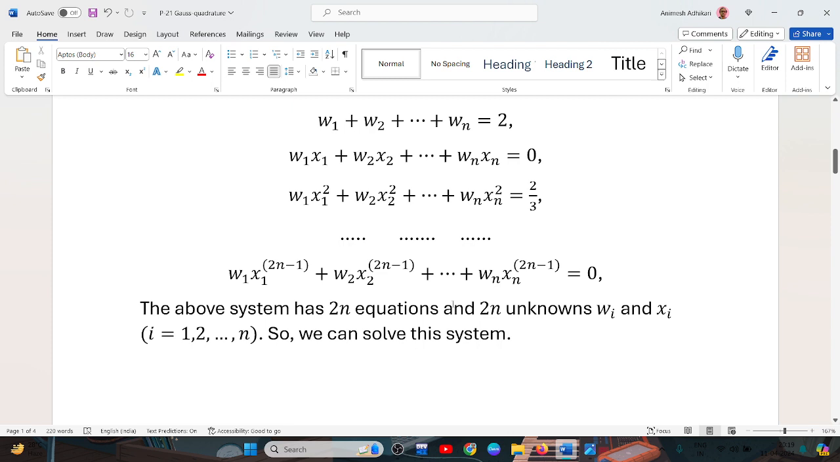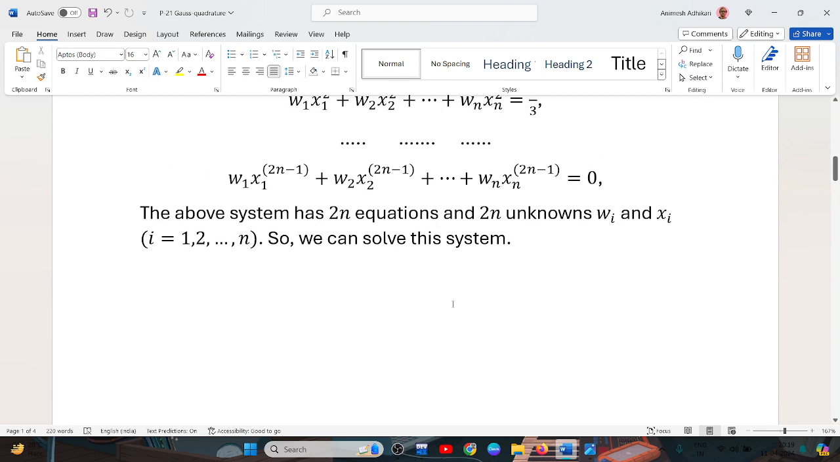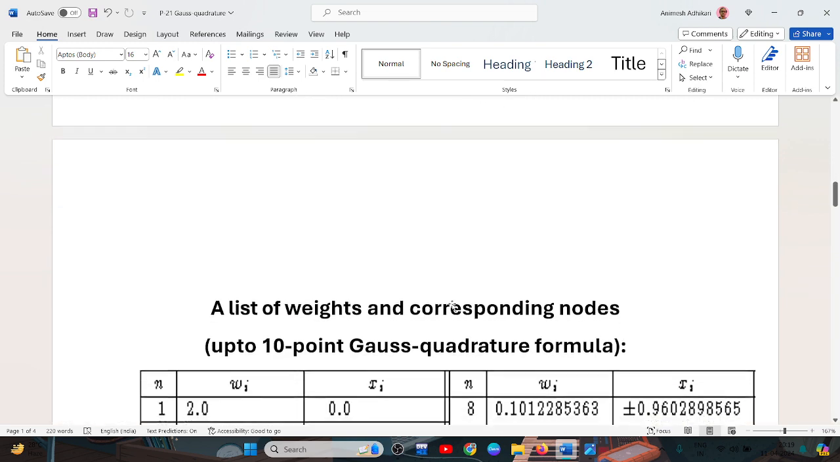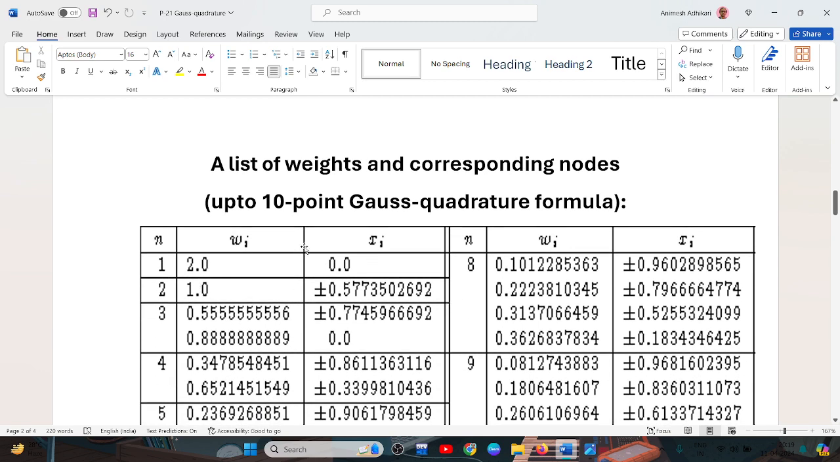So we can solve this system, but it is very difficult to solve for higher order of n. Solving for n equal to 1, we get w1 equal to 2 and x1 equal to 0. If n equal to 2, w1 equal to 1, w2 equal to also 1, and x1 equal to plus 0.57735, and x2 equal to minus 0.57735.